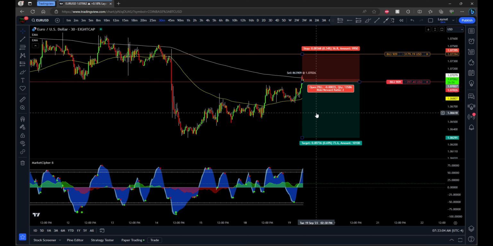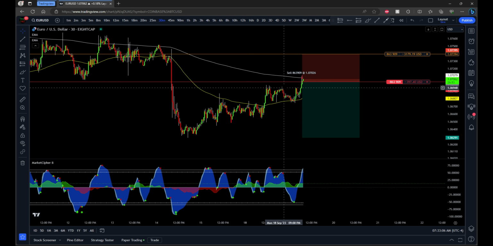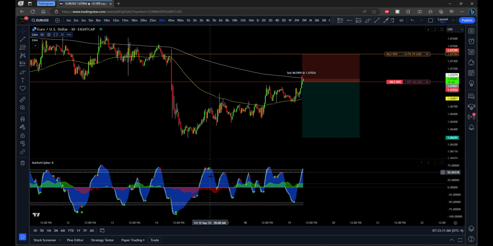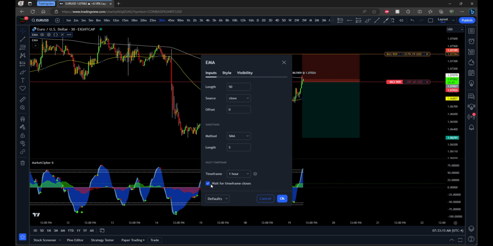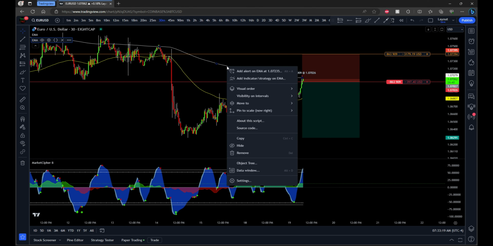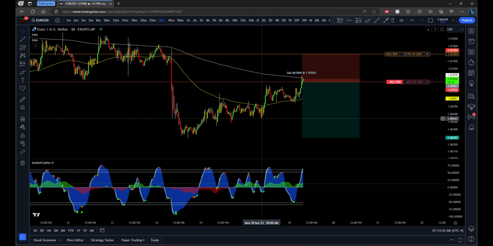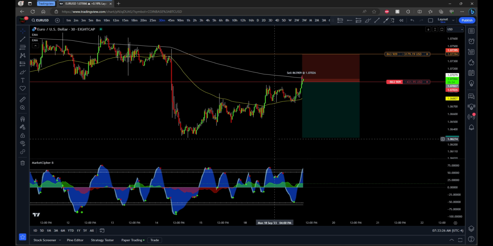So what are the rules to this trend following divergence pullback strategy? Well, we need to know the trend direction, and that's going to be determined by these exponential moving averages. If the yellow 50 period exponential moving average of an hourly time frame is under the 200 period exponential moving average of the hourly time frame, then I'm looking to short on pullbacks.